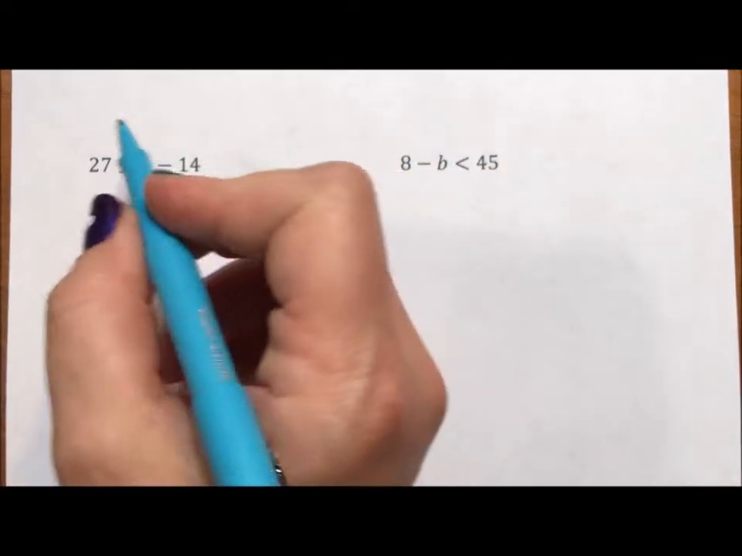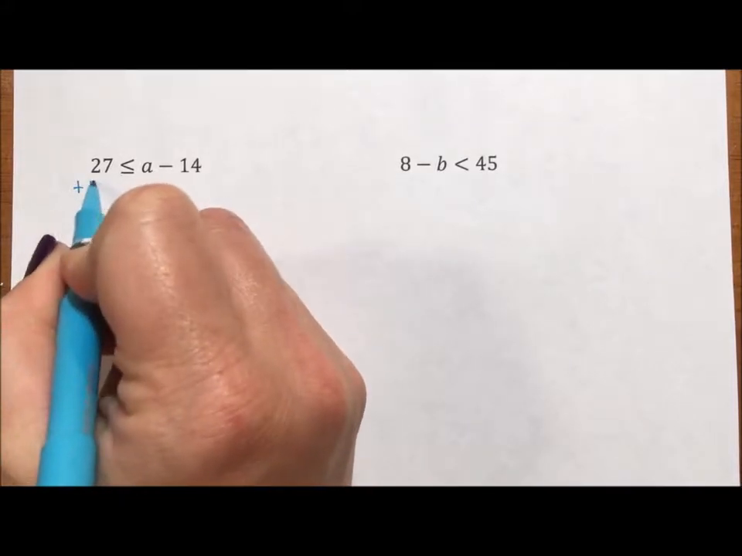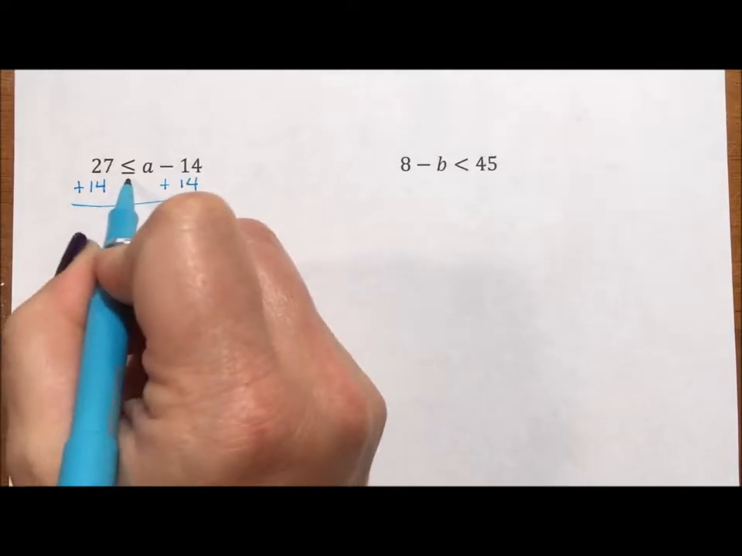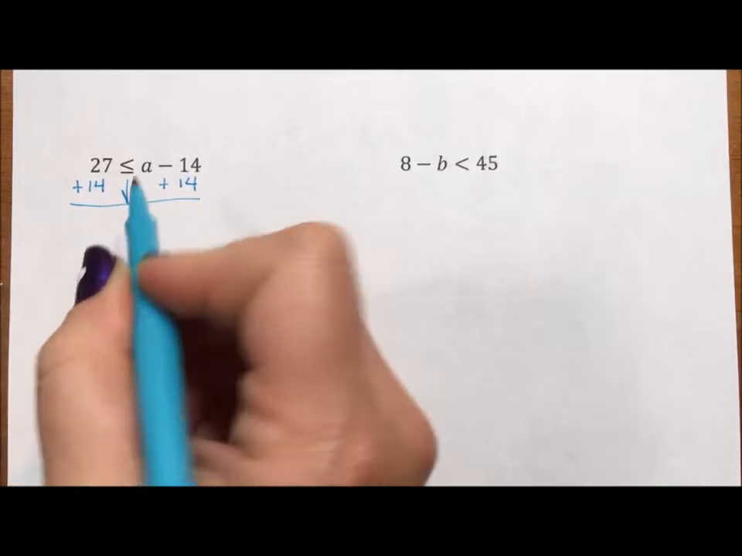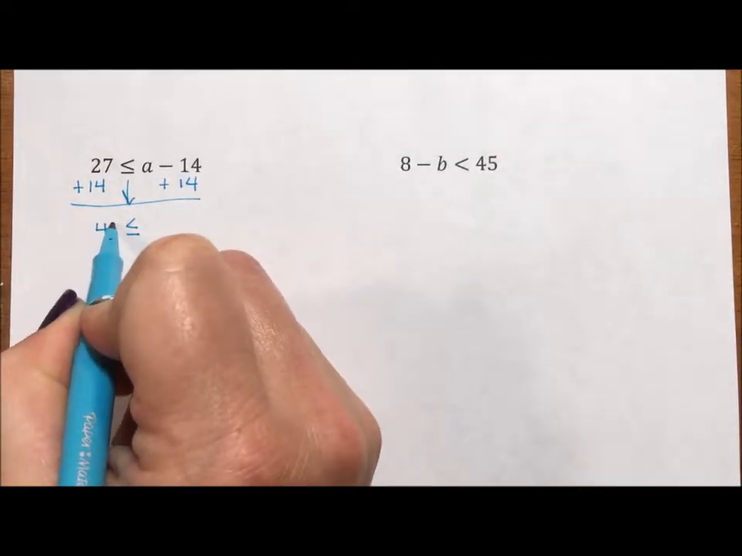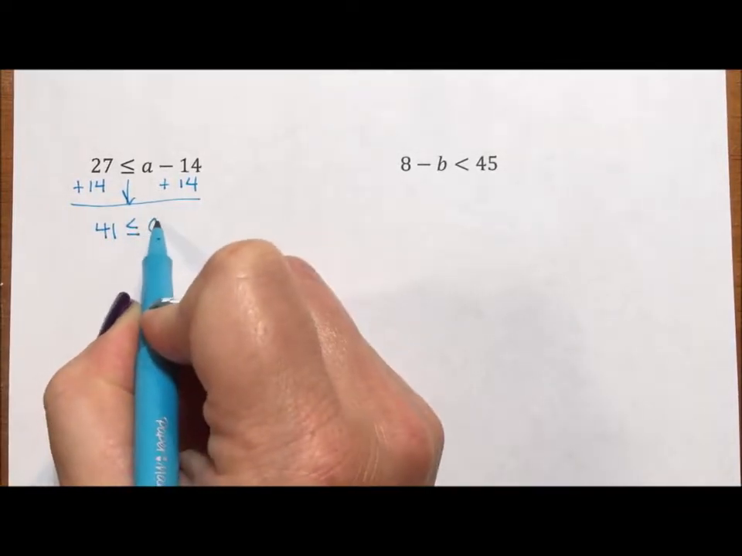Okay, to get a alone, I need to add 14 to both sides. I like this way of adding because it reminds me to bring my inequality down. So 27 plus 14 is 41, and 41 is less than or equal to a.